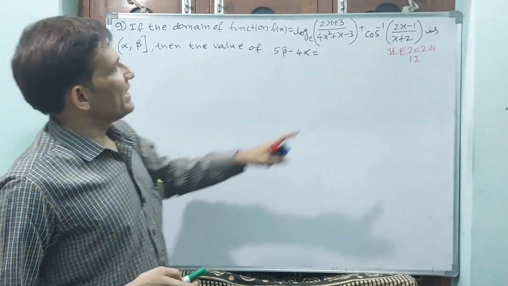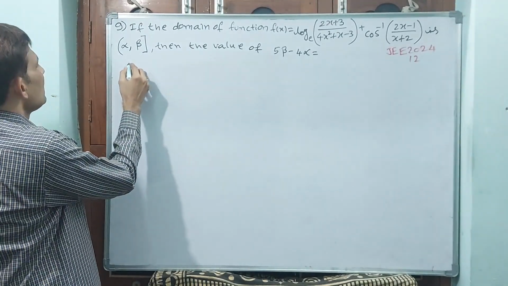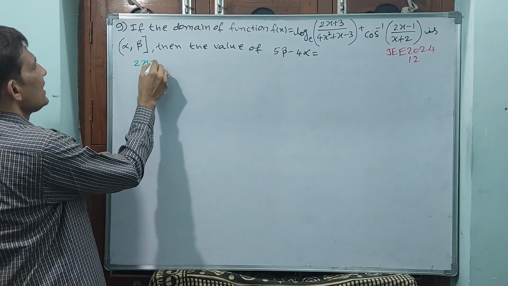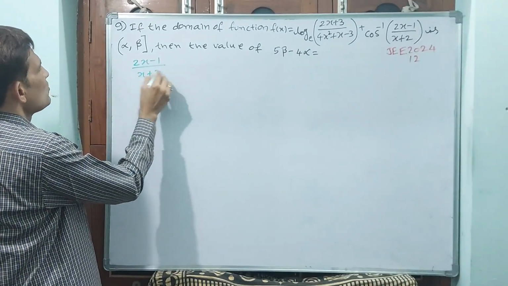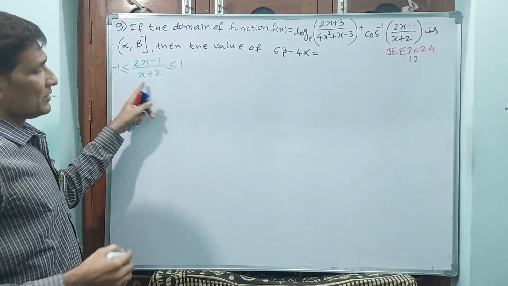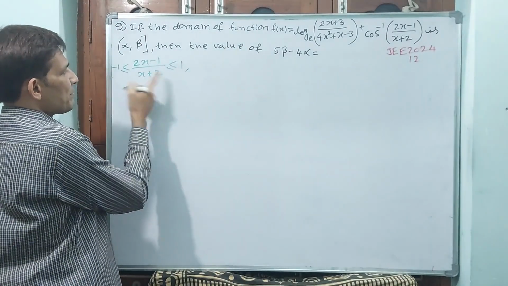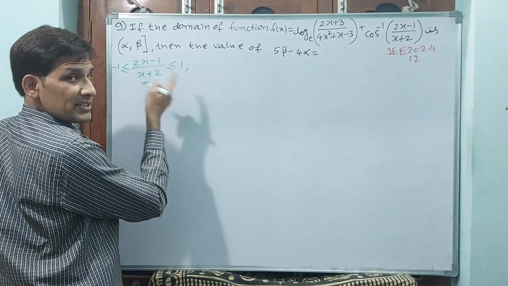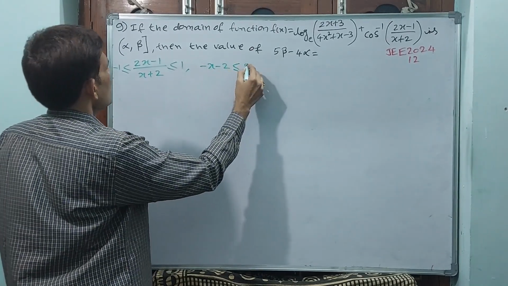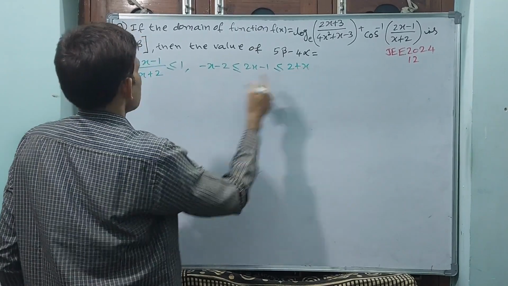Let us see. First we will take the cos inverse part. This is very simple. We know cos inverse x is defined from −1 to +1. So (2x − 1)/(x + 2) should be greater than or equal to −1 and less than or equal to +1. I am multiplying all three sides by x + 2, so this becomes −x − 2, 2x − 1, and x + 2.